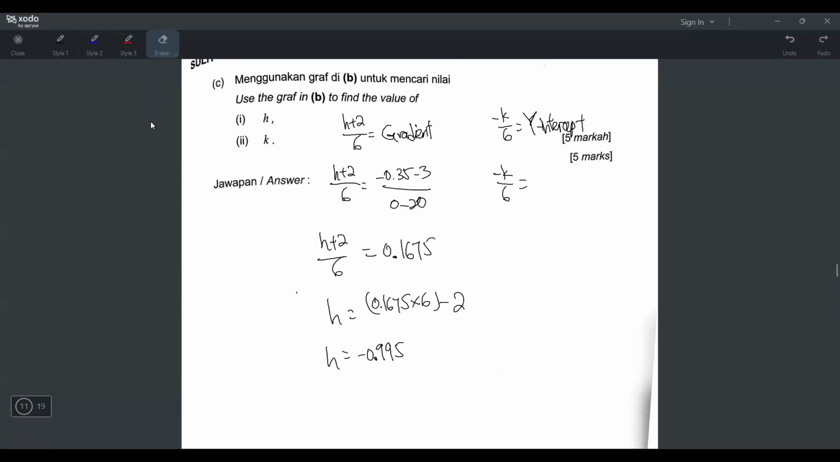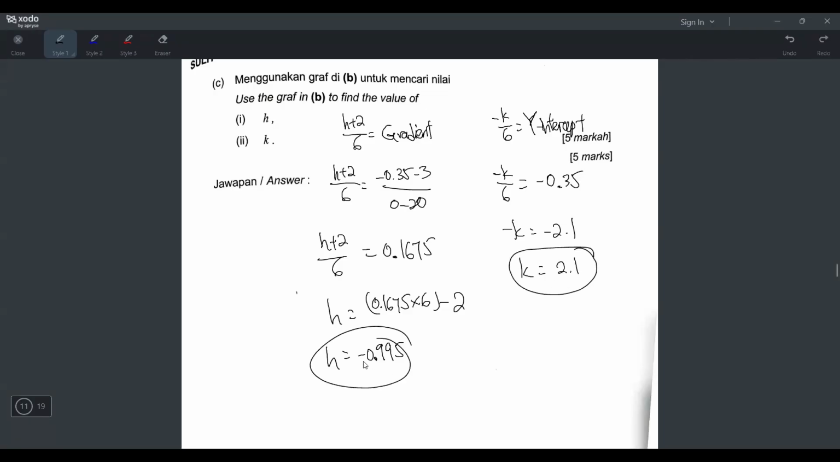Okay. All right. For the y-intercept, we already know just now is negative 0.35. And now you can times the 6. So it becomes negative 0.35 times 6. Just use calculator. Okay, my calculator gives me negative 2.1. So what is your K? Your K would be times negative, means change sign, so it will be 2.1. So this is your K answer, this is your H answer.